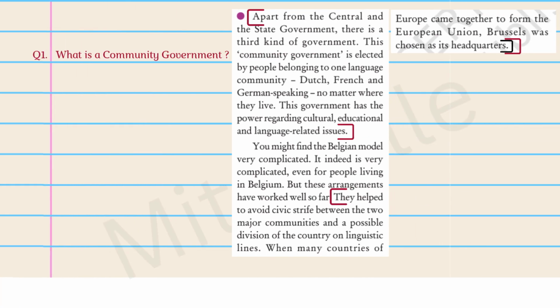Question on this page, what is a community government? And I have marked this answer in red as the black marking is the end of the answer for the previous question, which was on the previous slide.